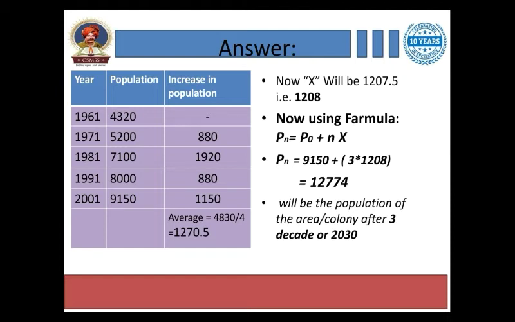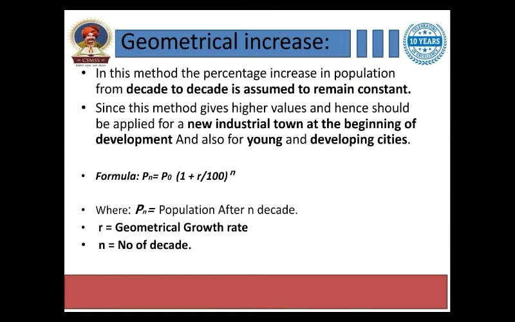So look over the problem again, write it down in your notebook and try to solve it by yourself. Then the second method, the geometrical increase method. So what is the geometrical increase method? In this method, the percentage increase in population from decade to decade is assumed to remain the same.